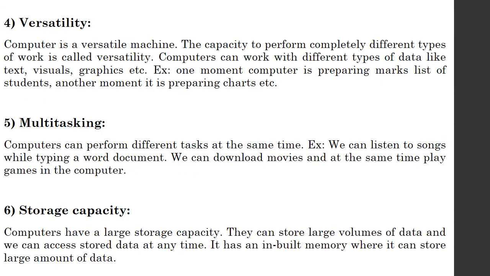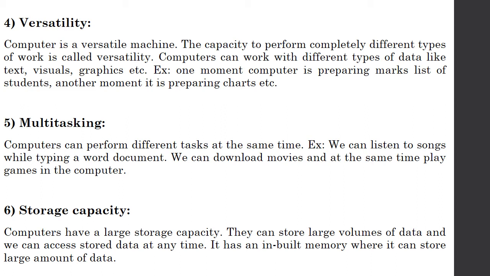Okay. Fourth one, versatility. Computer is a versatile machine. Now versatility means the capacity to perform completely different types of work. So any work you give the computer, that work will be performed completely by the computer, then it will switch on to some other work, and even that work will be performed continuously. That is known as versatility.